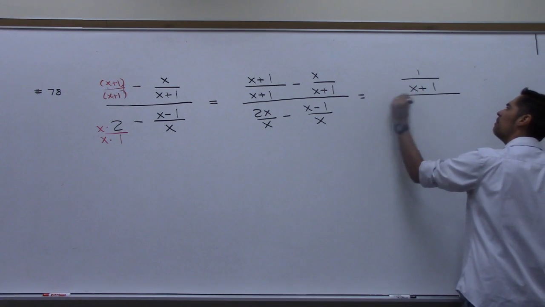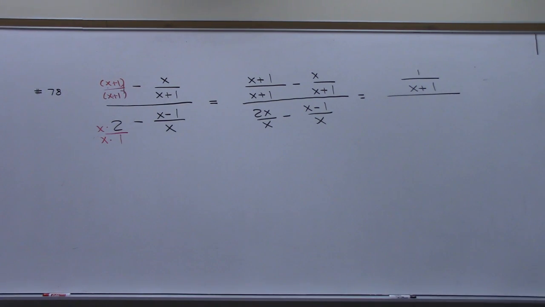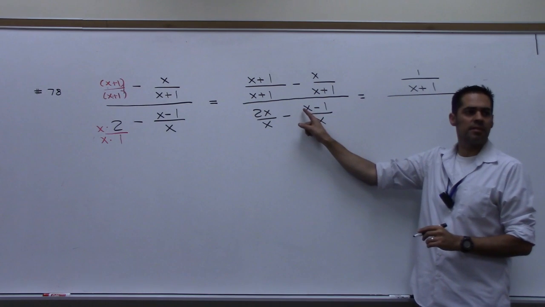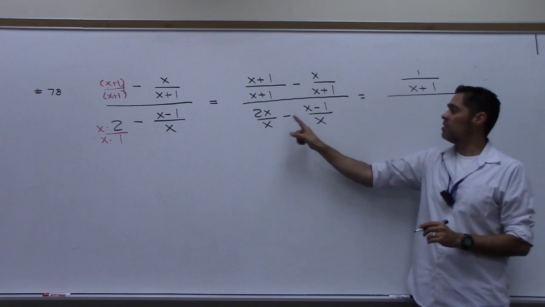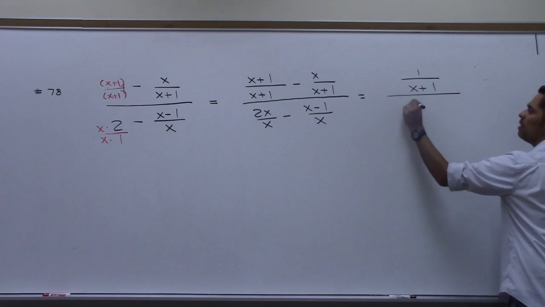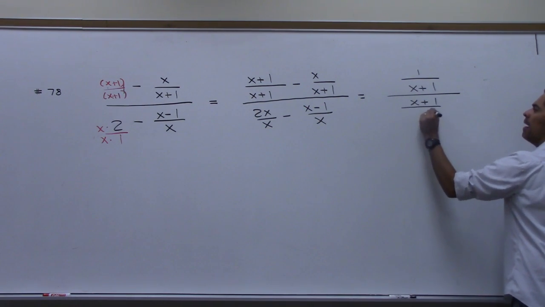Over the common denominator on the bottom. Just 2x minus x minus 1 over x. Careful: 2x minus x plus 1, right? Because you're doing minus minus. So be careful with that one. It becomes x plus 1 over x.